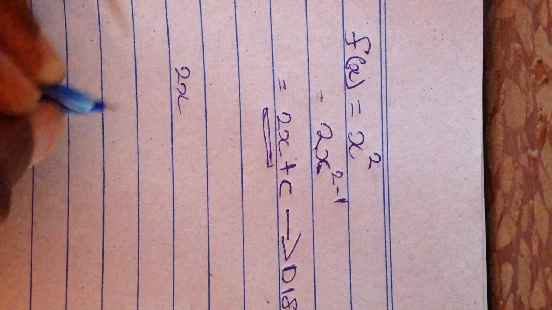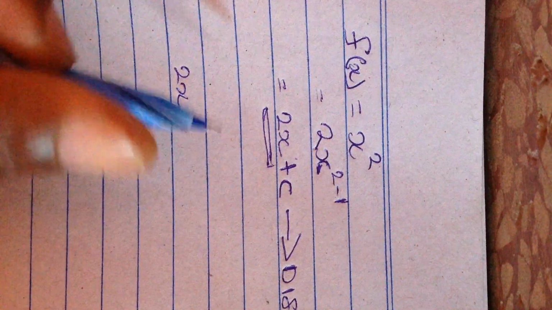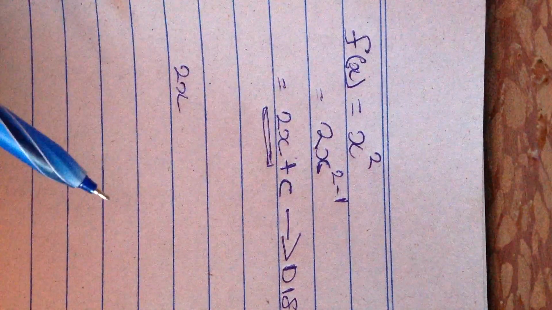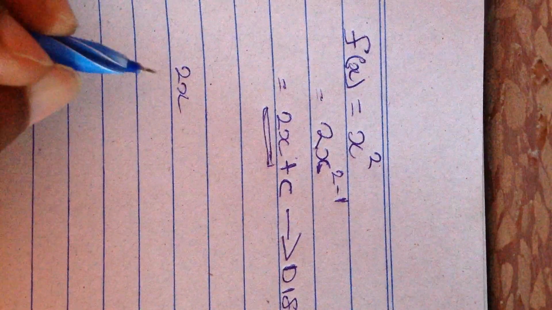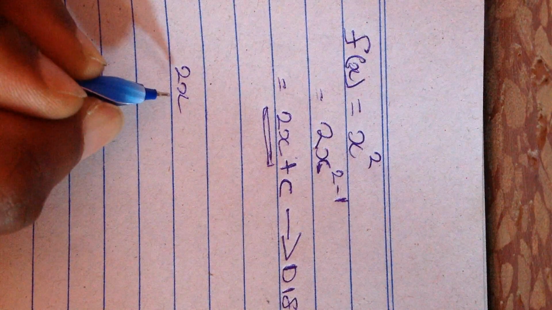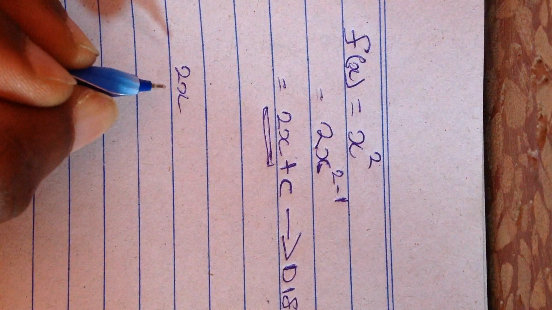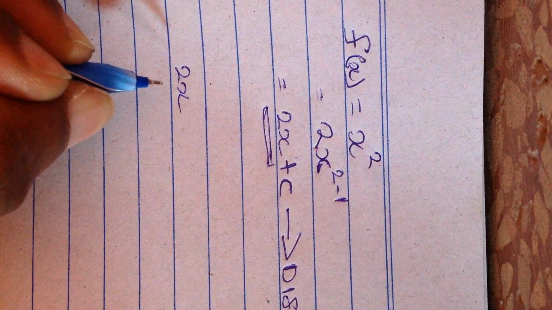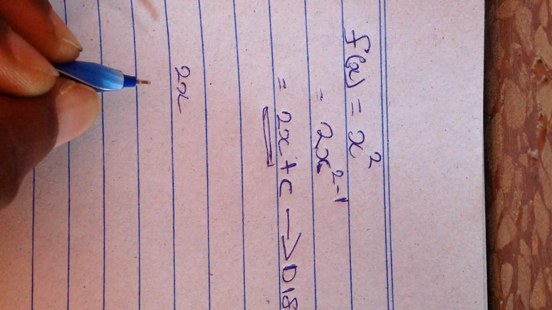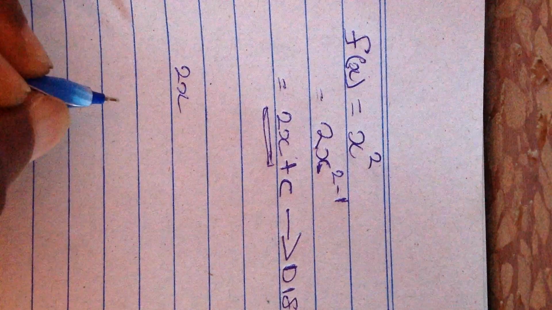You have your 2x as your answer. Let's integrate this and see if we find x squared. How do you integrate? We integrate by adding to the powers. The power being given will be added by 1, and we divide by the same power that you've added on top. That's how we integrate. So we have our 2x.